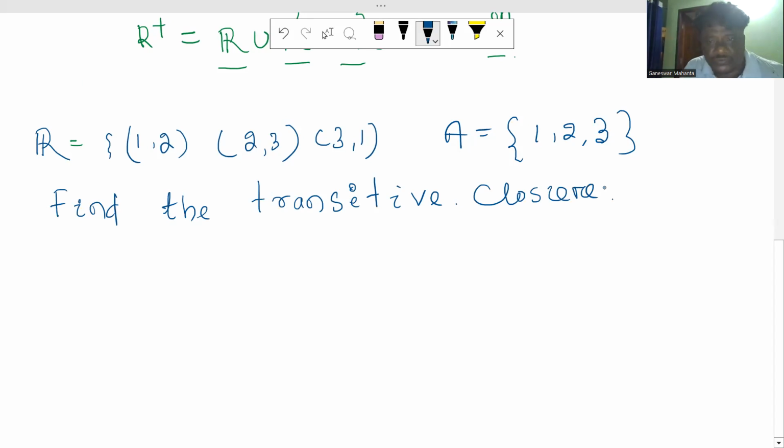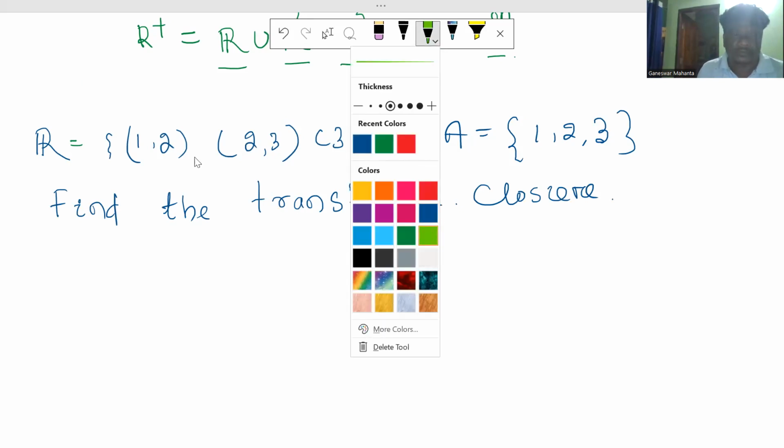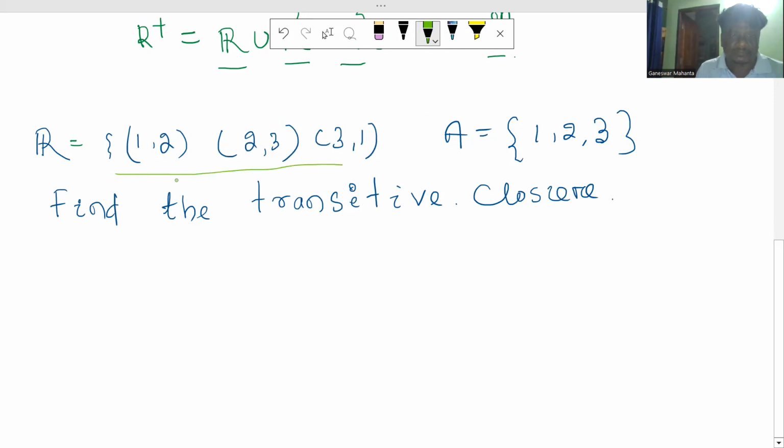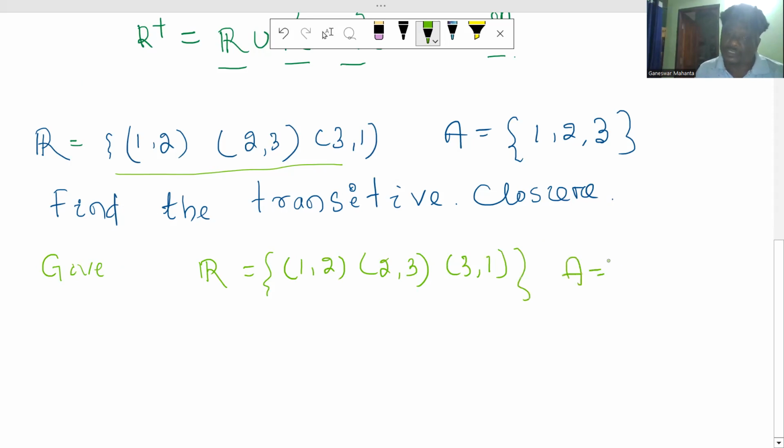Okay, so we need to find the transitive closure. Here one relation is given, R, mentioned as (1,2), (2,3), (3,1). And the set A is also given, that is 1, 2, 3.